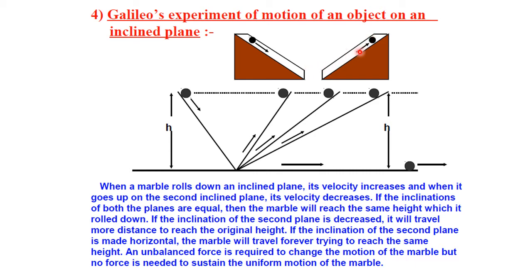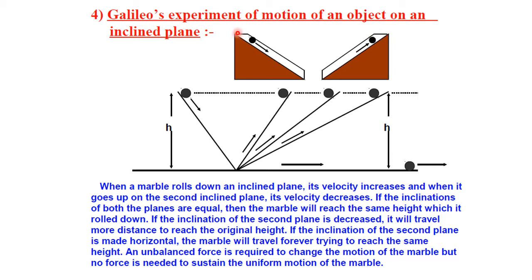When it goes up the second inclined plane, can you see this one? Second inclined plane. What I was telling is, when it comes down, it comes with a greater velocity, and goes up on the second inclined plane, but its velocity decreases. But here what you have to remember is, if the inclination of both the planes, this plane and this plane, is equal, then the marble will reach the same height, the same height from which it was rolled down.